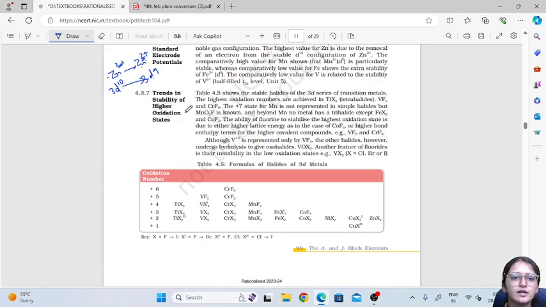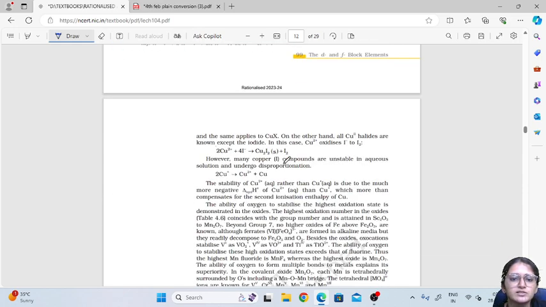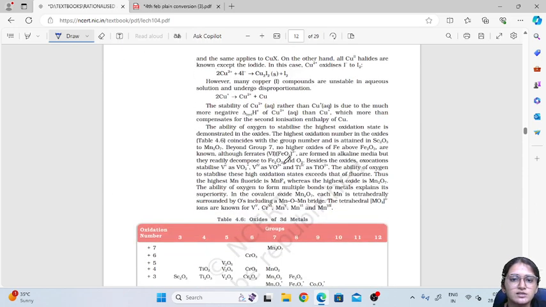Then trends in stability of higher oxidation states. Now see, higher oxidation states are stabilized by elements which are most electronegative, such as fluorine. Fluorine is the most electronegative, so that's why fluorine is mostly used to stabilize higher oxidation states, which are +5, +4, +6. Okay, so that's why we are able to see compounds such as VF5, CrF6, vanadium pentafluoride, chromium hexafluoride. Okay, because they have the ability to stabilize the oxidation state.